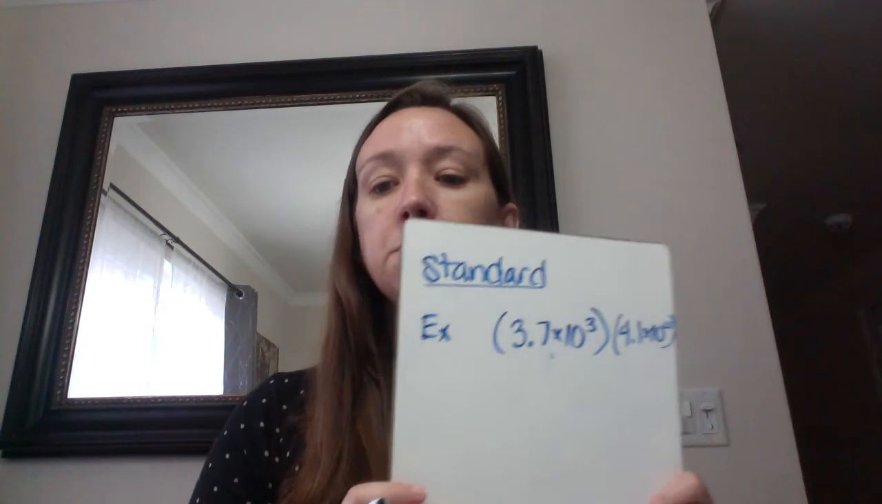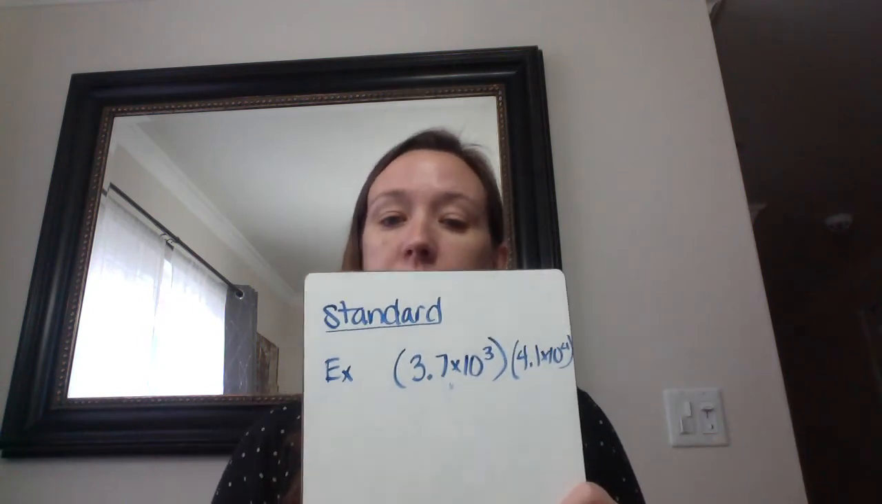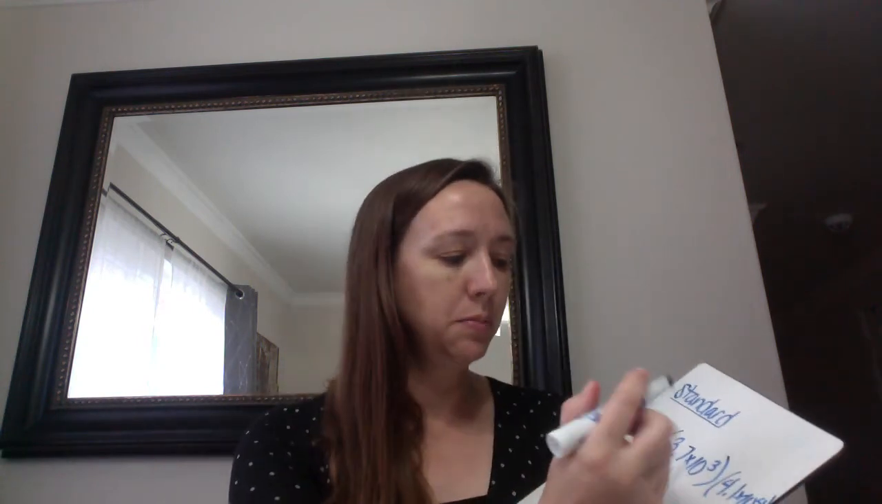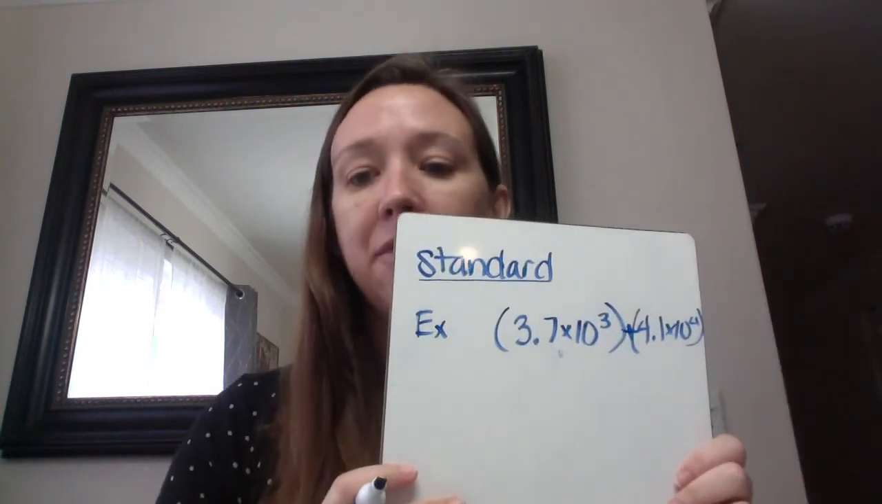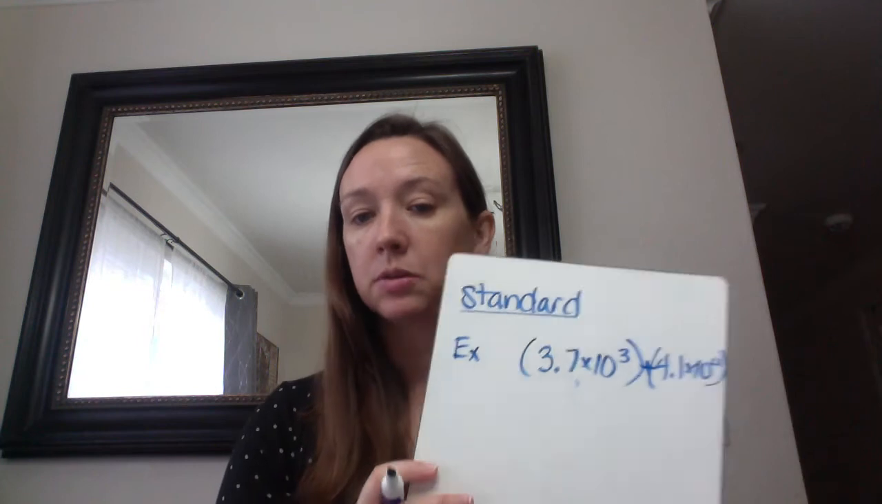So we are given a number in scientific notation, 3.7 times 10 to the third, plus 4.1 times 10 to the fourth. Okay, so we're going to change both of these into standard notation, and then, sorry, not times, plus. Sorry, guys. And we're going to add those together. So there's a plus sign in between, which means we're going to be adding.